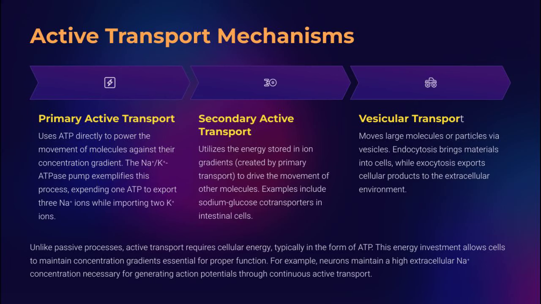But sometimes, the cell must push against nature's flow. That's where active transport dominates. Using ATP, it pumps ions like sodium and potassium to sculpt electrical gradients. In intestines, it piggybacks glucose using sodium gradients. It's strategic, energy-intensive, and vital.